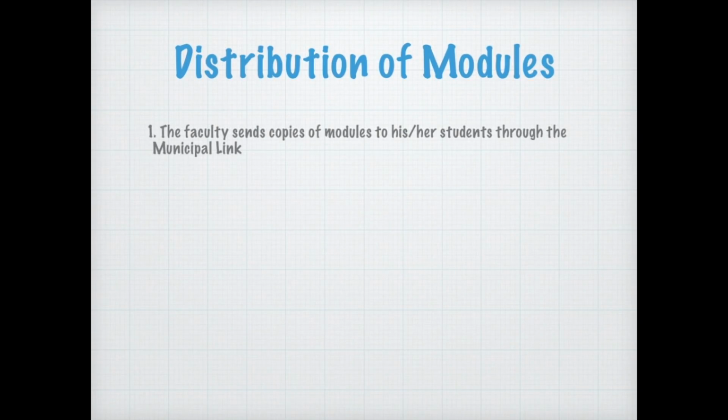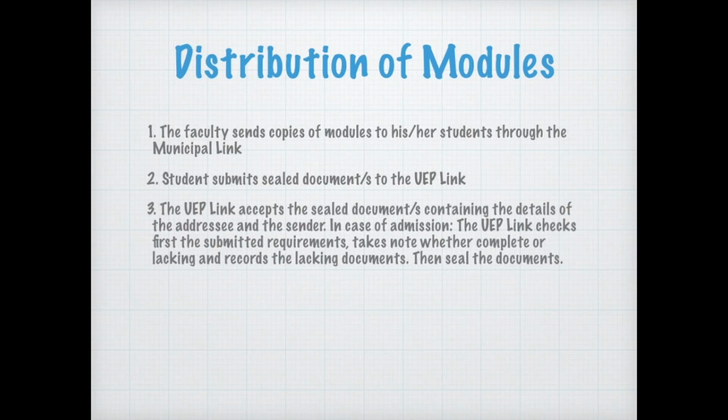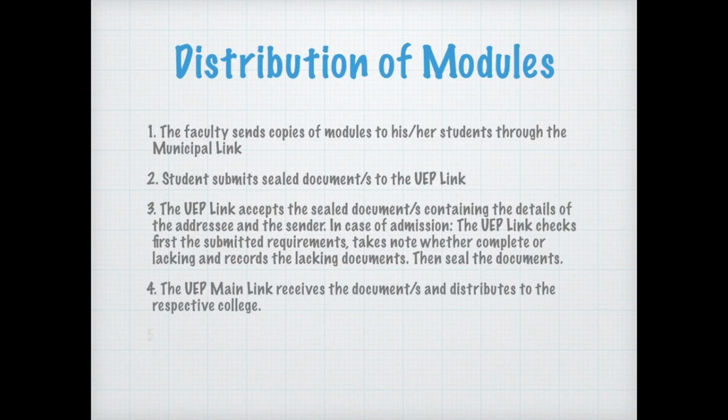Step 1. The faculty sends copies of modules to his or her students through the municipal link. Step 2. A student submits sealed documents to the UEP link. Step 3. The UEP link accepts the sealed documents containing the details of the addressee and the sender. In case of admission, the UEP link checks first the submitted requirements, takes note whether complete or lacking, and records the lacking documents, then seals the documents. Step 4. The UEP main link receives the documents and distributes them to the respective college. And Step 5.